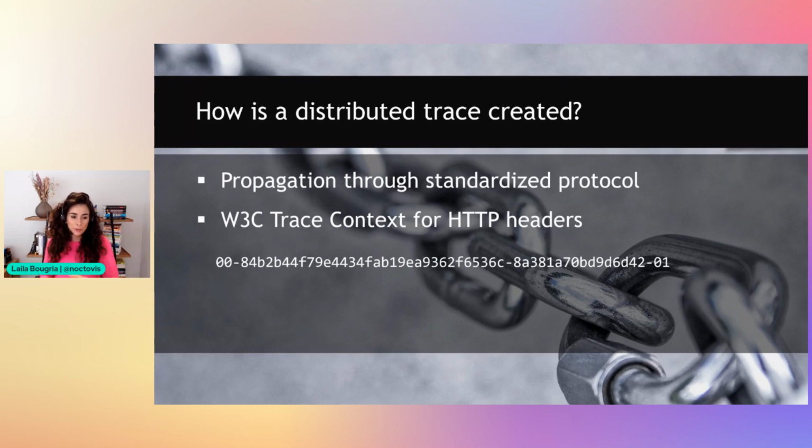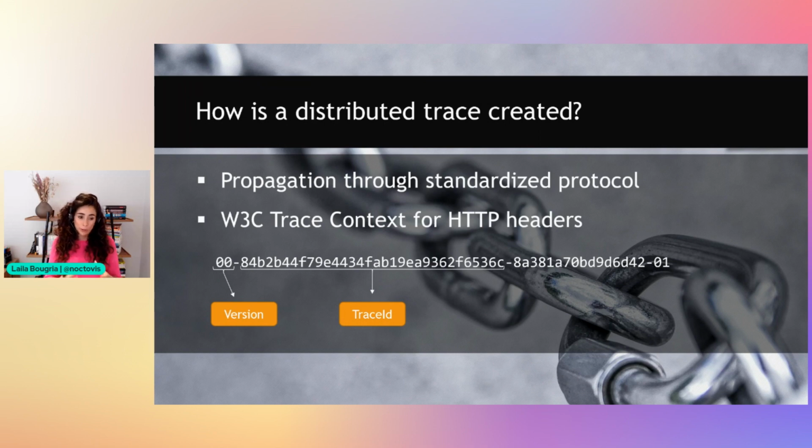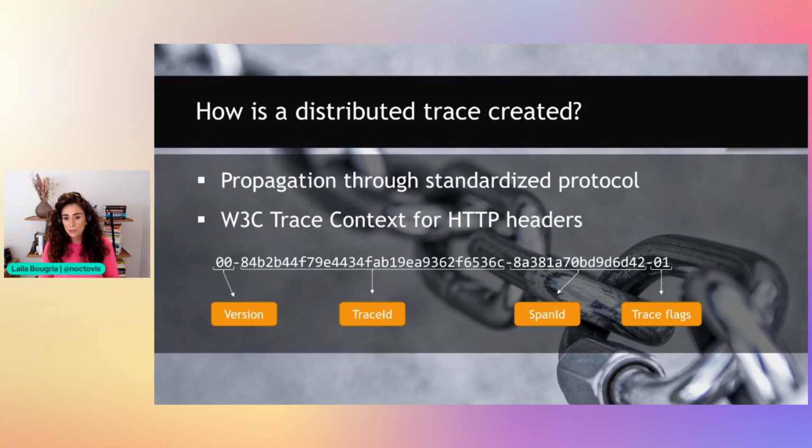There are multiple components to that ID, the first part being the version of the protocol. The next part represents the trace ID. This ID is generated when that request or business transaction starts, and then it's copied all the way. The next part represents the span ID, and this is unique for every single unit of work that participates in that larger trace. And then finally, there are also some trace flags that can indicate sampling decisions and things like that.